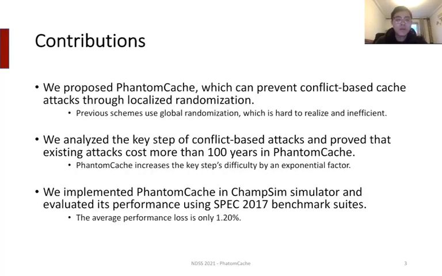The contributions of our paper are as follows. First, we propose PhantomCache, which prevents conflict-based cache attacks through localized randomization. By contrast, previous schemes used global randomization, which is hard to realize and inefficient. Second, we analyzed the key step of conflict-based attacks and proved that existing attacks cost more than 100 years in PhantomCache. This is because PhantomCache increases the key step's difficulty by an exponential factor.